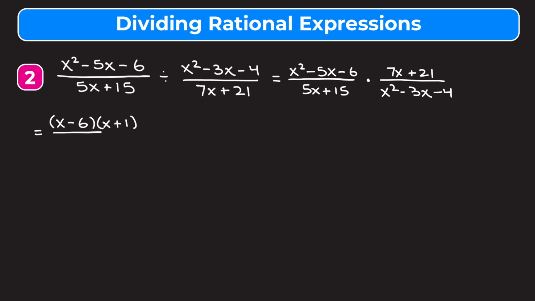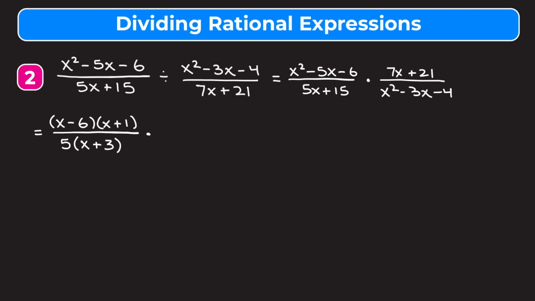And now I'm going to factor the denominator. So we have 5x plus 15. We just want to pull out any common factor between 5x and 15. Both are divisible by 5, so we're going to take that out. If we take a 5 out of a 5x, we're left with x. And if we divide 15 by 5, we're left with a 3. So we get 5 times x plus 3.